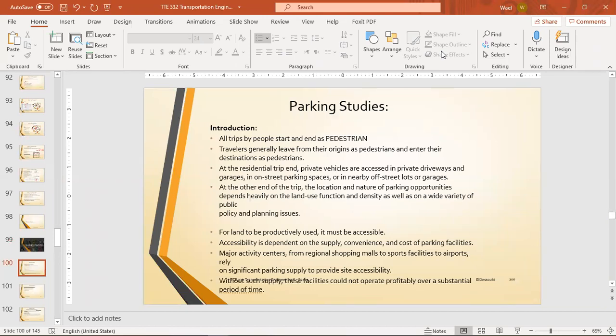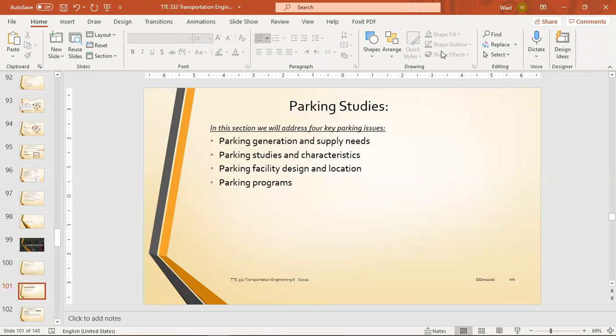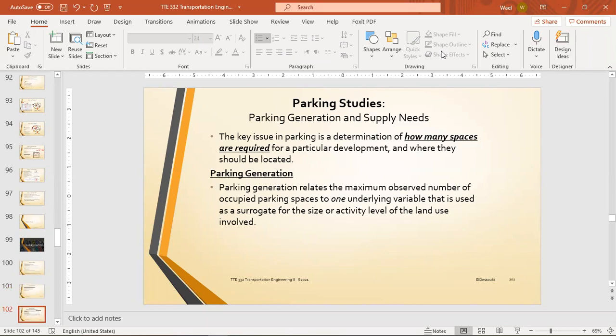That means there is a need for parking space at residential areas and at attractions or potential destinations. In this section we are going to discuss parking generation and supply needs, parking studies and characteristics, parking facilities design and location, and how we build parking, and the parking programs and the policies that we follow for parking. So we start first with parking generation and supply needs.